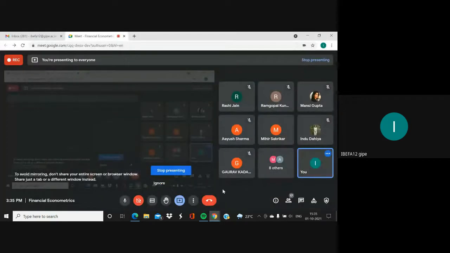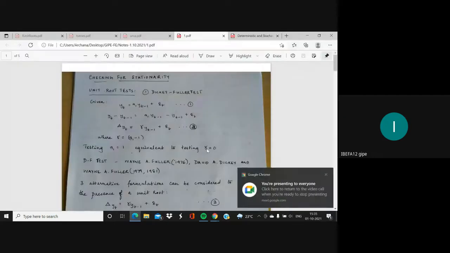Okay, so now we'll be discussing how to check for stationarity itself, how to check whether a time series is stationary or non-stationary. The first set of tests that we'll be discussing are known as unit root tests. The most famous of these tests is known as the Dickey-Fuller test.